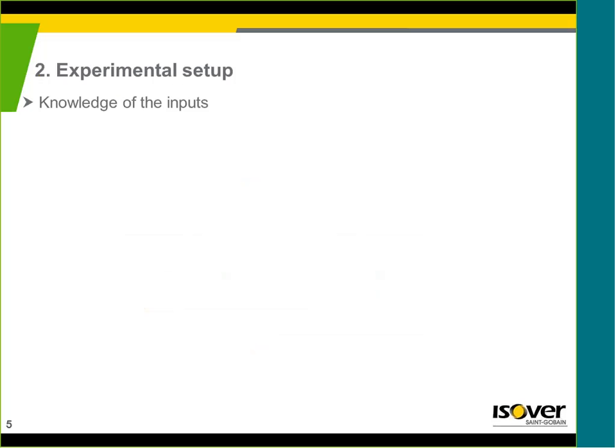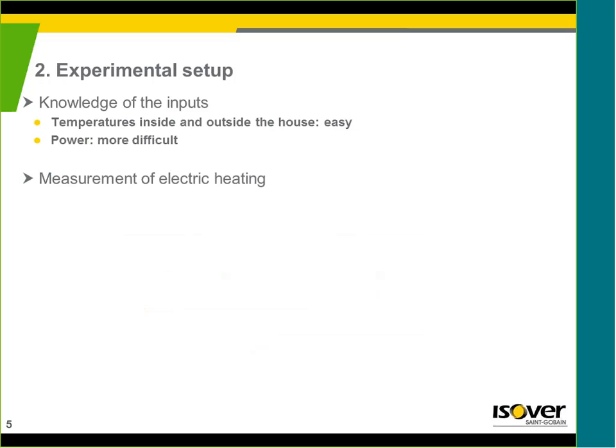The difficulty in this kind of setup is to have a very good knowledge of the inputs. You have, in those previous equations, quite a few variables that you want to know. Of course, the temperatures inside and outside can be easy to measure, but the power becomes more complicated. We want to have, as much as possible, everything as electrical heating, which is easier to measure.